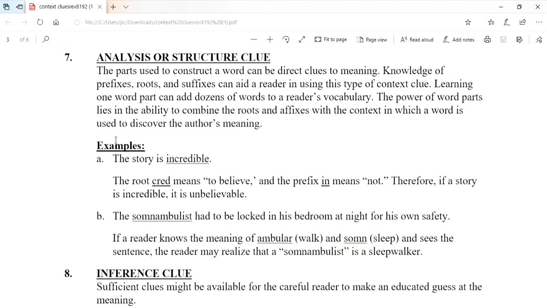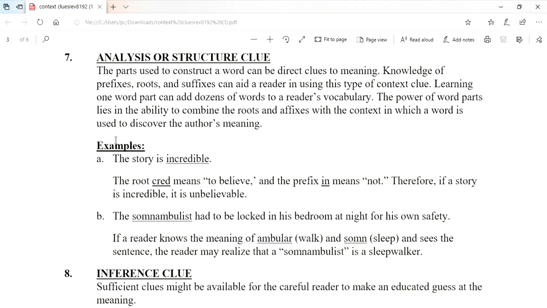Okay, in the examples I'll explain them better to those of us who don't know much about prefix and suffix. So those prefix and suffix can help us find out the meaning of words. And if you know more about the roots of words, sometimes you need to dig deeper into the root of words to be able to understand what the words actually mean.